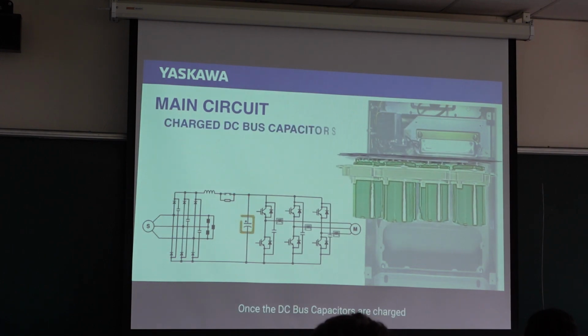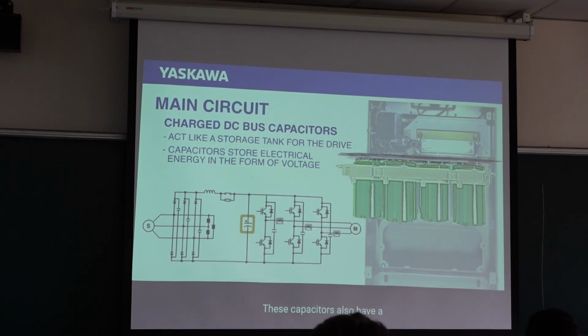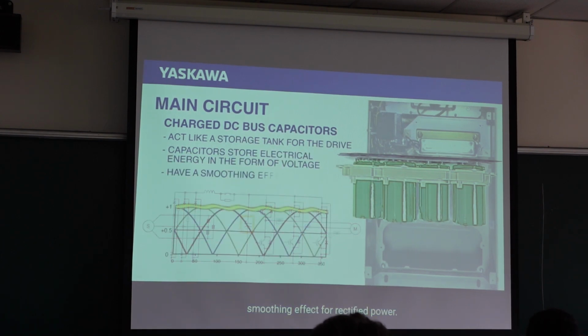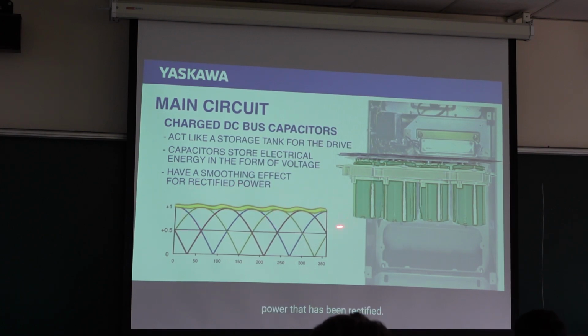Once the DC bus capacitors are charged, they act like a storage tank for the drive. This stores voltage for the system. These capacitors also have a smoothing effect for the power that has been rectified. This smoothing reduces DC voltage peaks and valleys of the three-phase power before it has been rectified, the ripple. This reduction in ripple helps reduce the wear on the system.